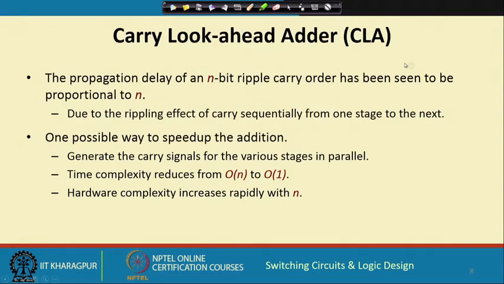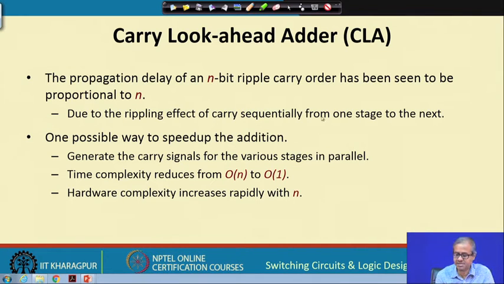This is the basic idea behind the next kind of adder that we shall discuss, which is much more efficient in terms of the speed, in terms of the delay. This is called a carry look ahead adder. Let us see the basic idea of what a carry look ahead adder is.